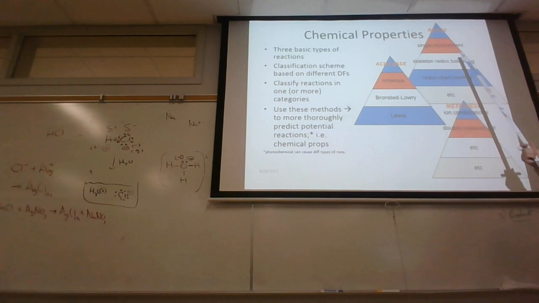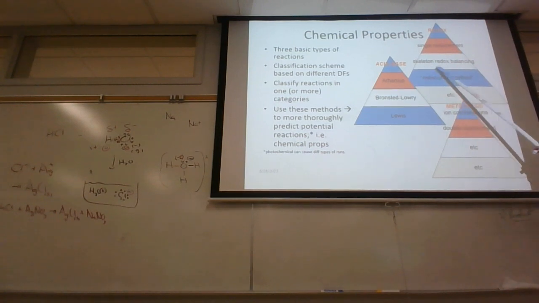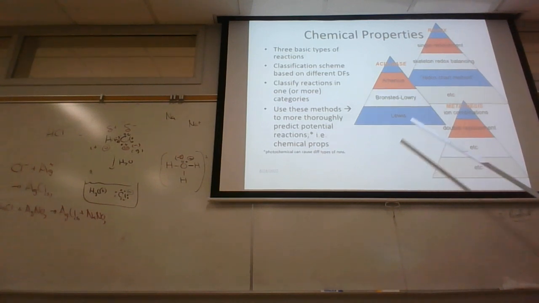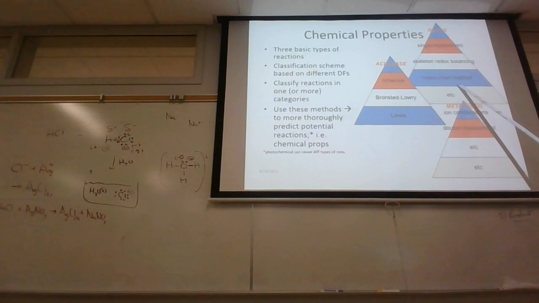And so the single replacement, you've also done something called skeleton redox. This is at the end of chapter 5, where you balance out the oxygens by adding water, and then you balance out the hydrogens by adding H+, etc. And then I discussed something called the redox chart method, which is a more general method.